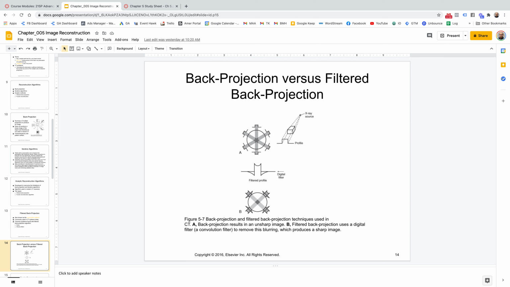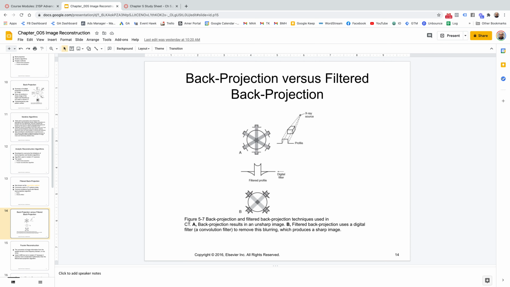This is a quick image that shows you that. So in filtered back projection, you don't have as much, let's see here what it says. So back projection results in an unsharp image. Filtered back projection uses digital filter, a convolution filter, to remove the blurring, which produces a sharper image. So at the top, you have the back projection, and at the bottom, you have the digital filter that gives you the sharper image. Just know that the filtered back projection is better because it uses a filter, and you get less blurring, sharper image.